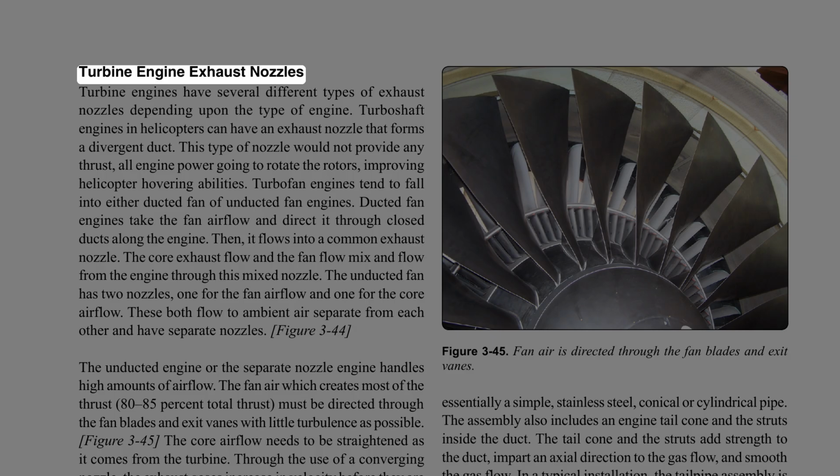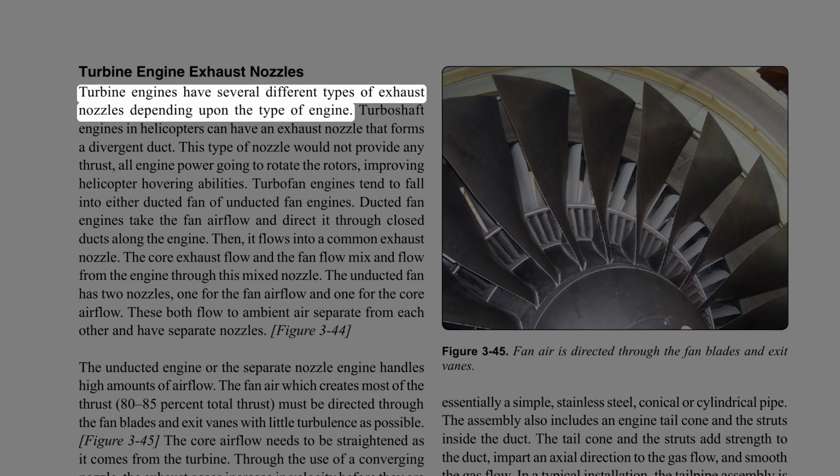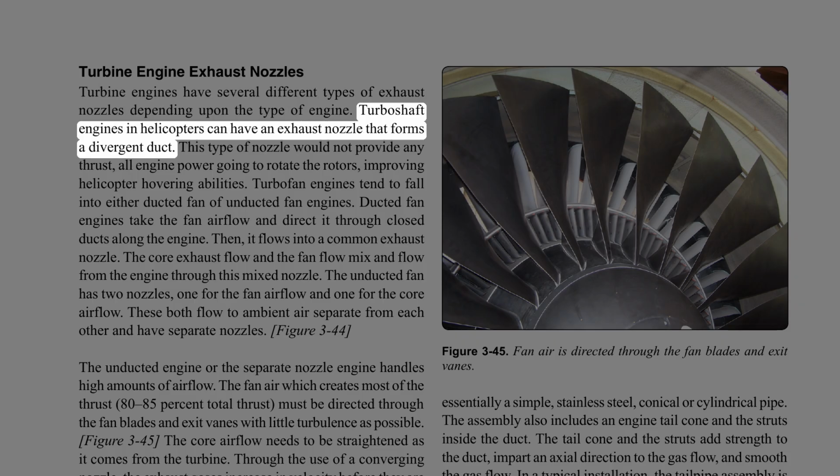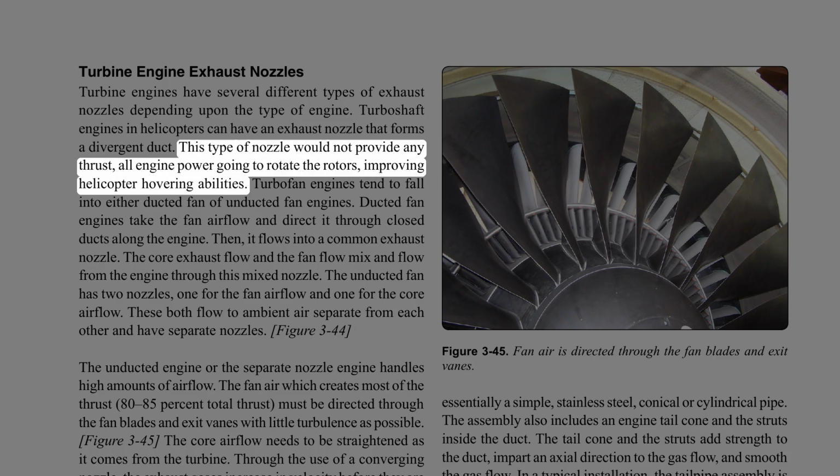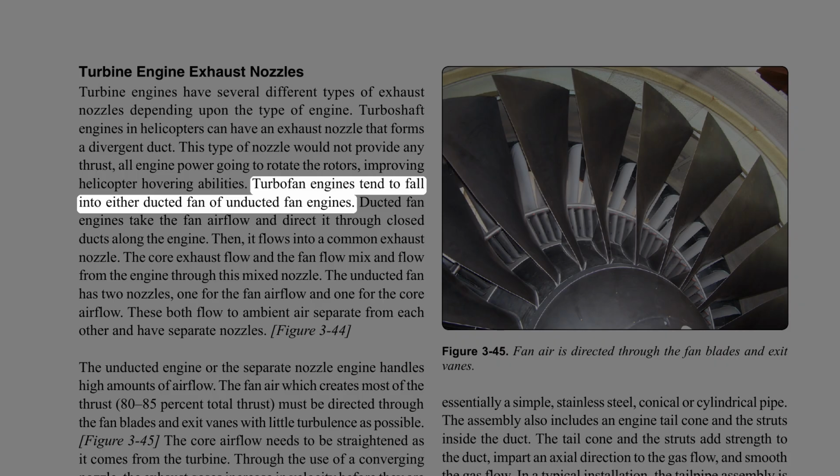Turbine engine exhaust nozzles. Turbine engines have several different types of exhaust nozzles depending upon the type of engine. Turboshaft engines in helicopters can have an exhaust nozzle that forms a divergent duct. This type of nozzle would not provide any thrust, all engine power going to rotate the rotors, improving helicopter hovering abilities. Turbofan engines tend to fall into either ducted fan or unducted fan engines.